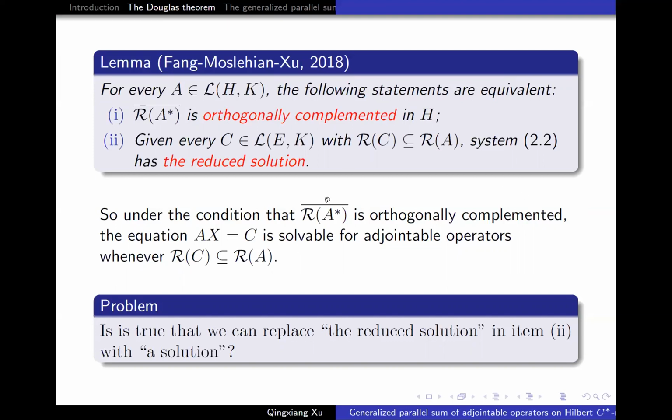One problem I think is very interesting is: is it true that we can replace the reduced solution in item 2 with a solution? Remember that in the Hilbert space case this is always true, with no other conditions. But unfortunately, up to now, we have no answer. So this is an open problem.